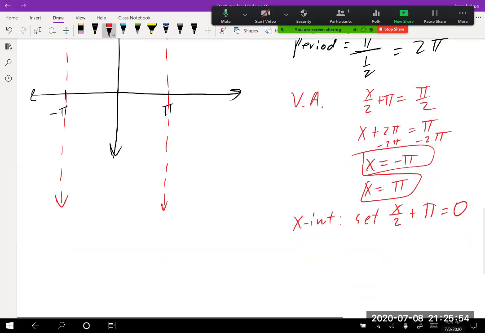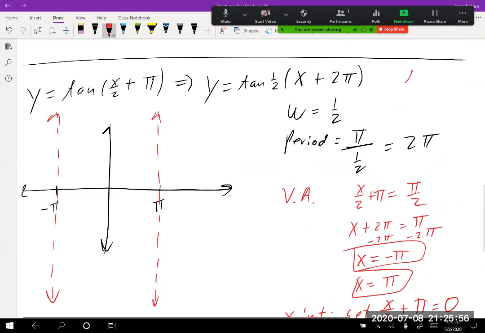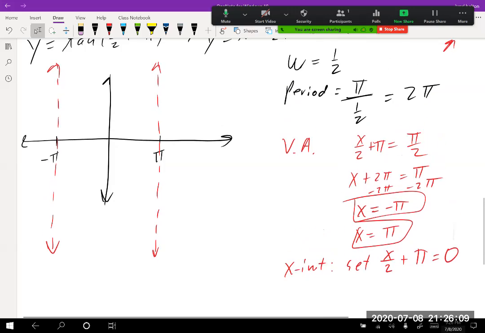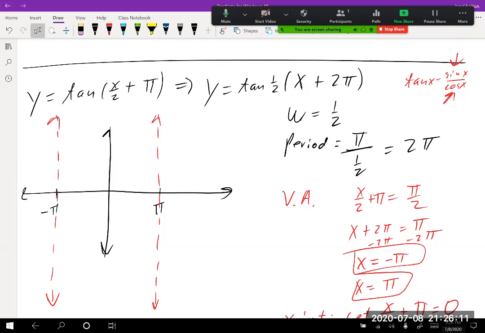and that's when you would get an x-intercept. Because remember, tangent x is sine x over cosine x. So if you're trying to find asymptotes, you worry about cosine. If you're trying to find x-intercepts, you worry about sine. So for x-intercepts, we're worried about when sine would be 0, because that would make the fraction 0.